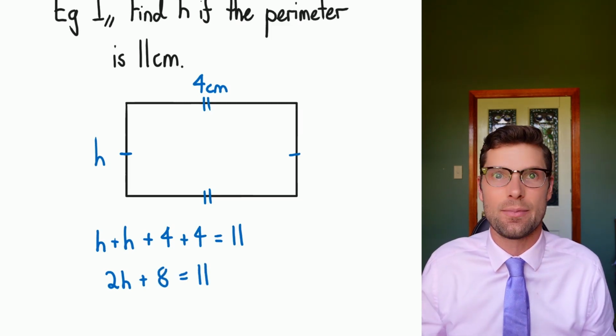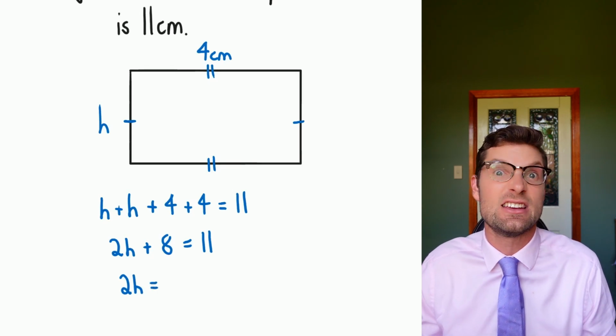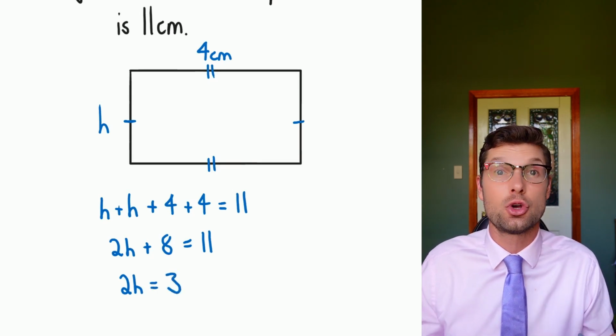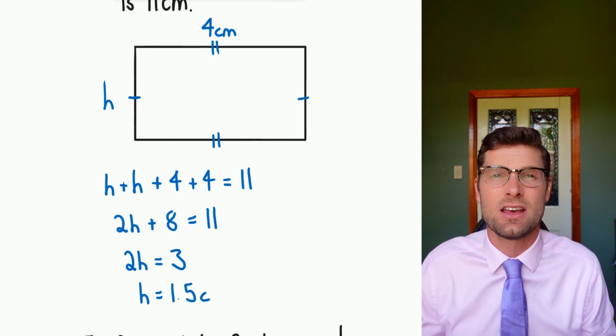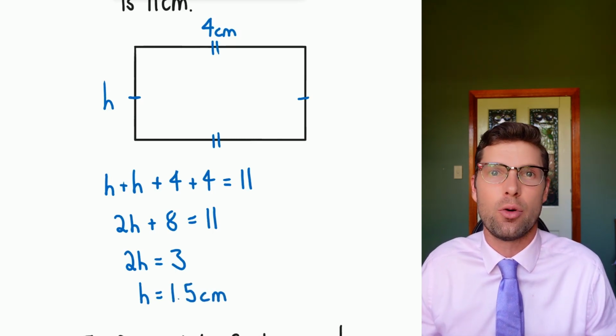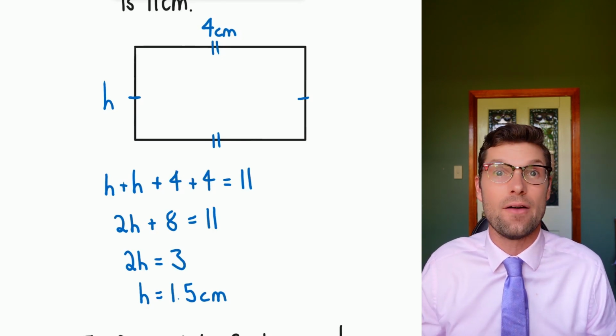This is now a two-step equation. I'm minusing the 8 from both sides, so I'm left with 2h is equal to 3. And then I've got 2 times h, so I have to divide by 2 on both sides, which means that h is equal to 1.5. Again, you have to use your units, so this is 1.5 centimeters.